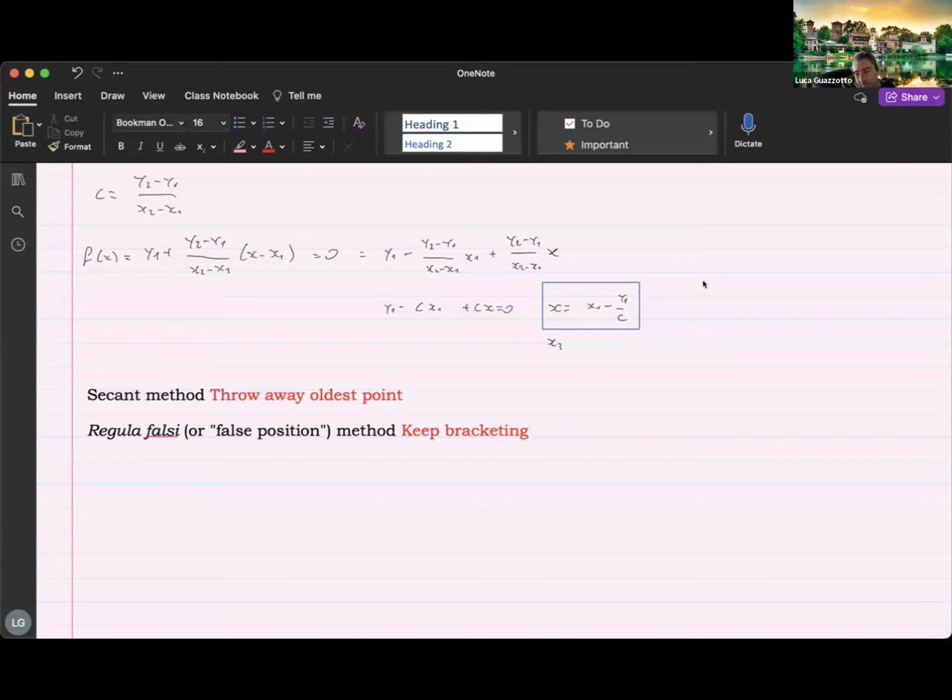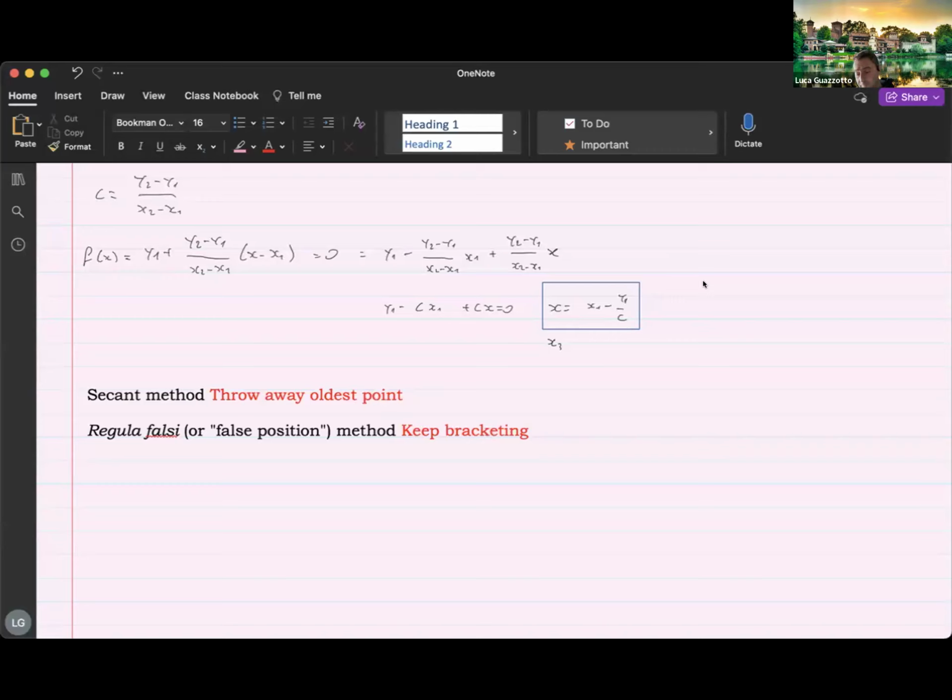There are good reasons to do one thing or the other. Let's see the first one. I throw away the oldest point. Well, what can happen, and we'll see an example maybe today, maybe next time, is that as you do this bracketing, if you use the opposite approach, you kept the bracketing, only one of the points moves, and the other one is always stuck.